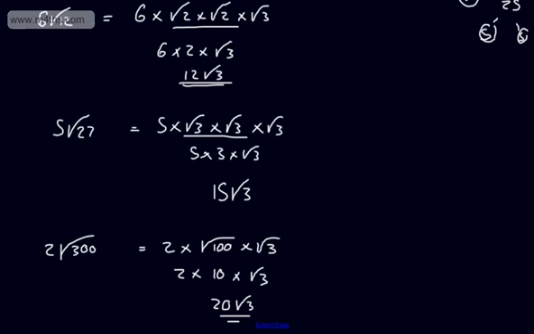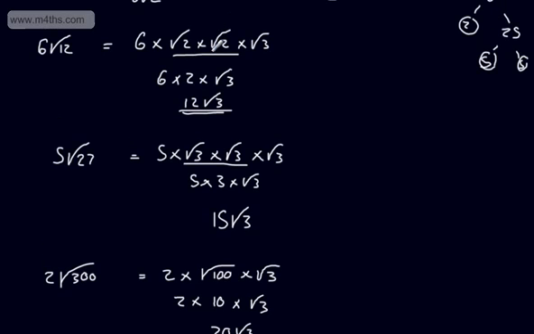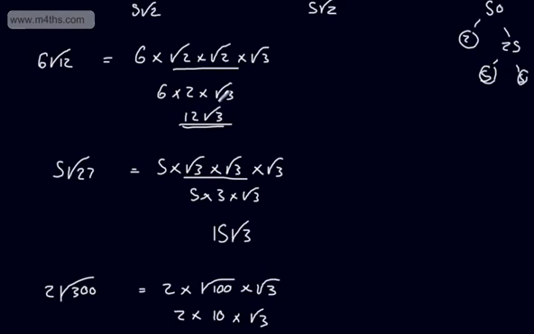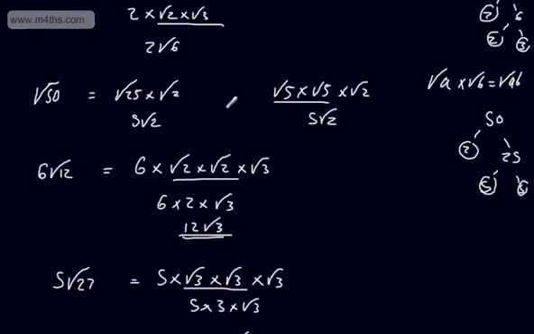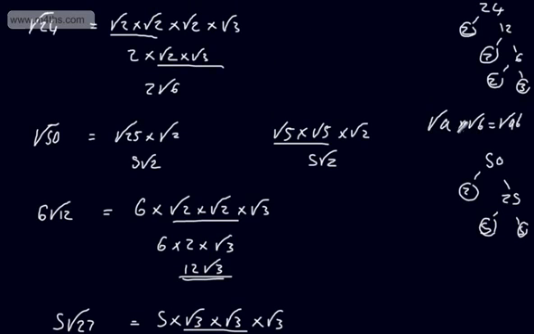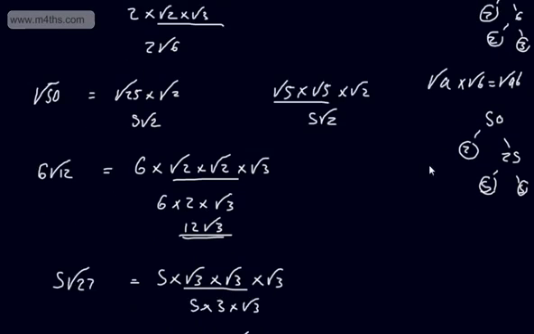So that's looking at simplifying surds. Essentially, you're prime factoring and writing it out. Any time you get root a times root a, you simply write it as a. If you get the root of a multiplied by the root of b, just use the property that root a times root b is the root of ab.